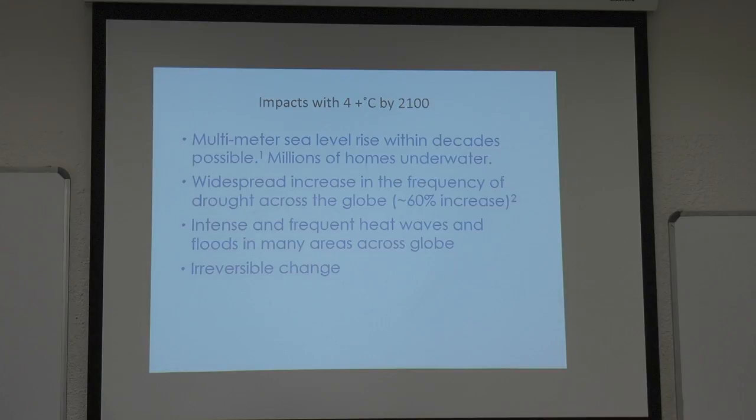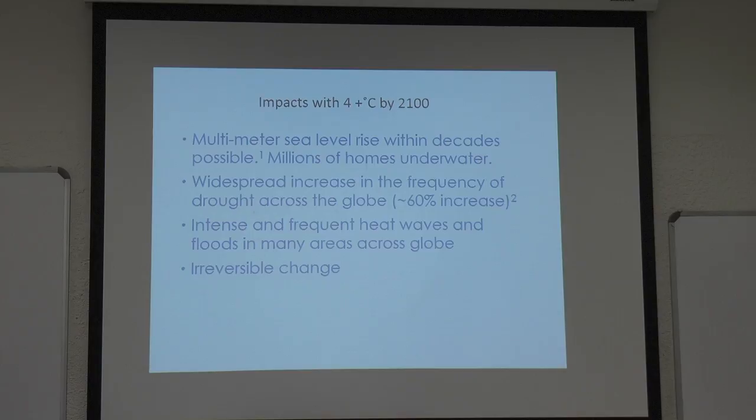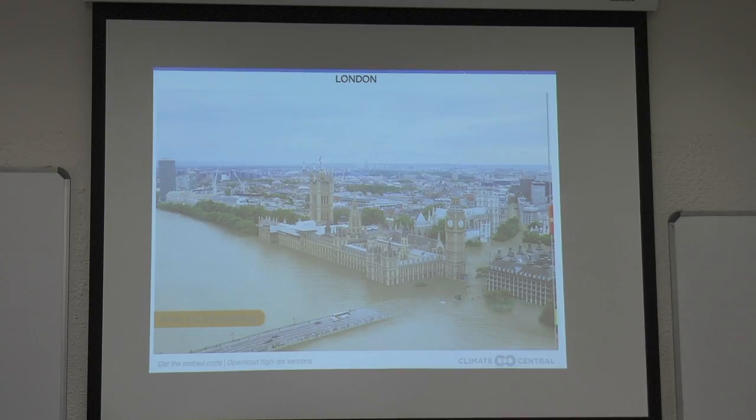If we look at the impacts of a plus 4 degrees Celsius by 2100, we're going to have a multi-meter sea level rise within decades. Millions of homes will be underwater. Widespread increase in the frequency of drought across the globe. Intense and frequent heat waves and floods in many areas across the globe. So unexpected weather scenarios and irreversible change that we can't take back, which is the most concerning fact of climate change as a negative externality.